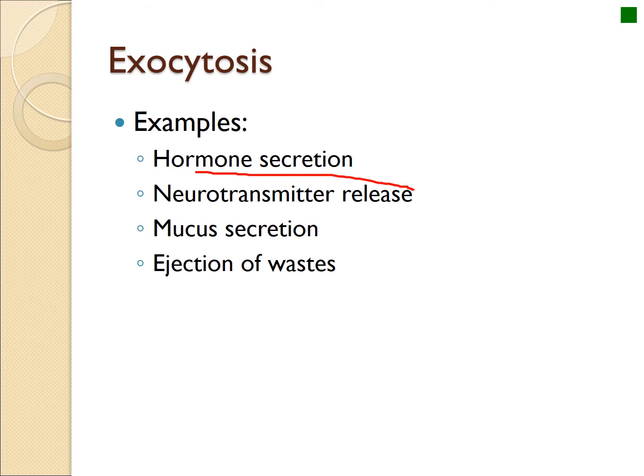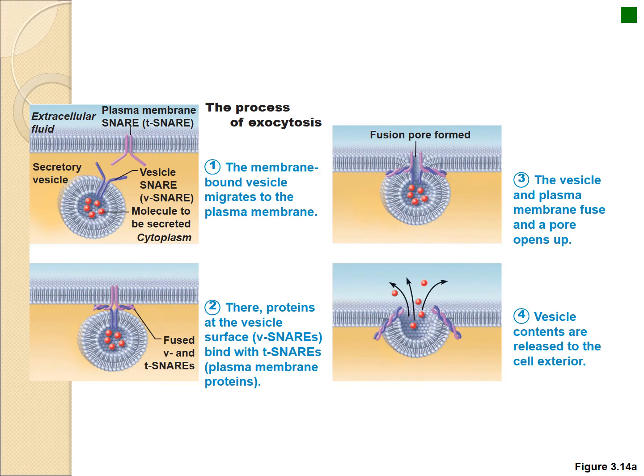With exocytosis, what are some examples? Secretion of hormones, neurotransmitters from the body, mucus, you'll see this actually under the microscope, and the removal of certain types of large waste. And like in red blood cells, they actually remove the whole nucleus using a type of exocytosis.